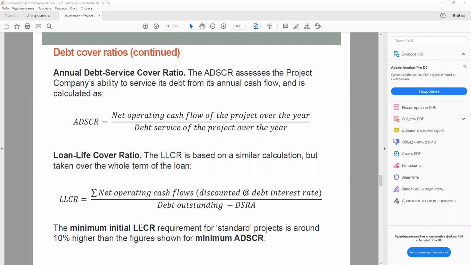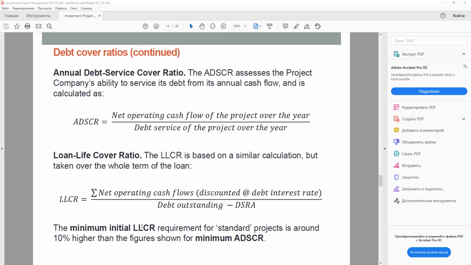LLCR is a useful measure for the initial assessment of the project's ability to service the debt as a whole, and for continuing to look at it over the remaining life. But clearly, it is not so useful if there are likely to be significant cash flow fluctuations from year to year. ADSCR is thus a more significant measure of a project company's ability to service its debt in full and on time.